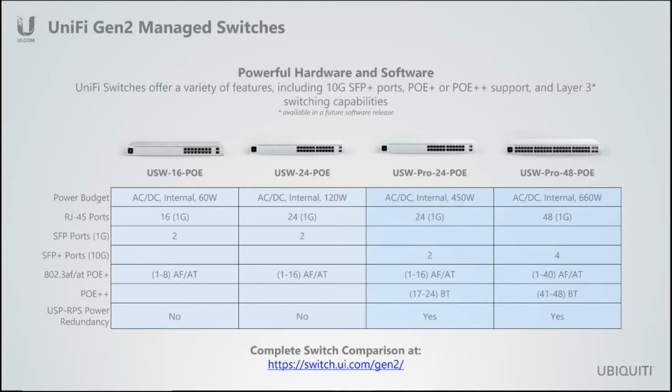Right, so these are the new models that have been introduced. There's the 16 port PoE switch, there's a 24 port PoE switch, and there are the Pro models, which are 24 and 48 port switches. Right, so the 16 port switch has 16 1 gig ports, and the 24 port switch also has 24 1 gig ports and 2 SFP ports. Do note that the SFP plus ports are only included in the 48 port model.